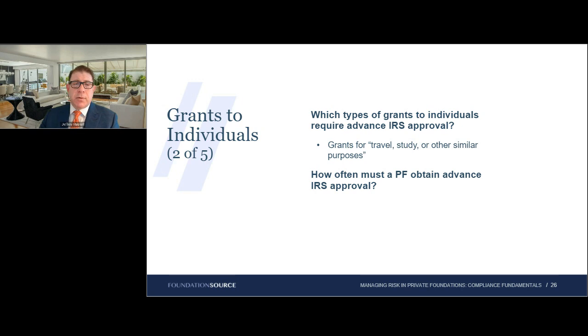So note that when advance IRS approval is required, the foundation need only obtain approval of its grant-making program for the overall procedures only one time. In other words, the good news is that approval isn't needed for each and every grant. Once the IRS approves the grant-making program overall, the foundation can continue making grants to individuals under that program, provided that it doesn't change the attributes of the program and that it follows the procedures that were originally submitted to the IRS for approval.